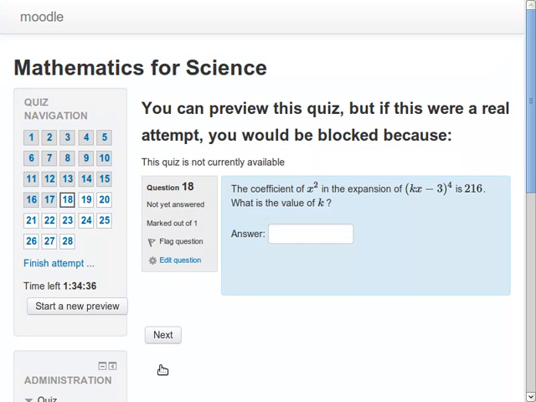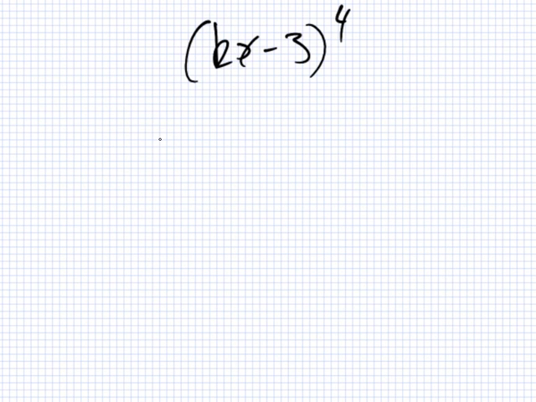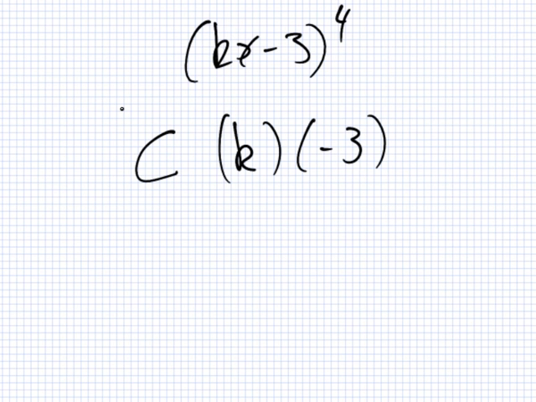Okay. The coefficient of x squared is 216, and what's the k? Kx minus 3 power 4. So we're looking at, we'll have a c, we'll have a k, and we'll have a minus 3. So what number goes here? 4. What one goes here? 2. Now, we want x squared. So because we want x squared, there's a square on this one. So what's on the k? It's 2. So what must be on this one? Well, it has to be 2 as well.